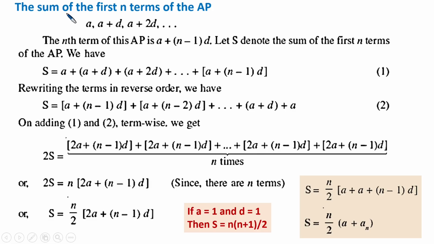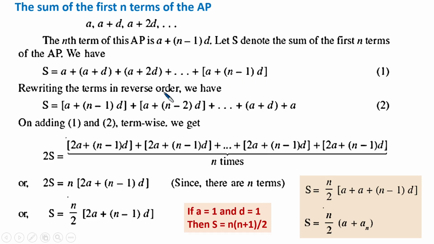So similarly, one can extend this to the sum of the first n terms of an AP, that is, the arithmetic progression. The nth term of the AP, I have shown, is equal to this. Let S denote the sum of the first n terms of the AP. So now you have to add a, a plus d, up to an, where an is a plus n minus 1 into d, which we have shown earlier.